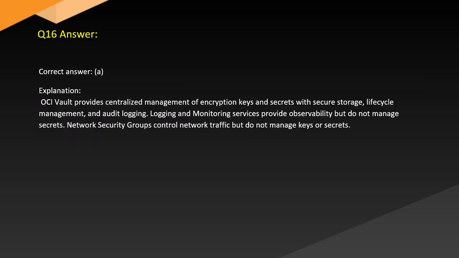Answer. Correct answer, A. Explanation. OCI Vault provides centralized management of encryption keys and secrets with secure storage, lifecycle management, and audit logging. Logging and monitoring services provide observability but do not manage secrets. Network security groups control network traffic but do not manage keys or secrets.